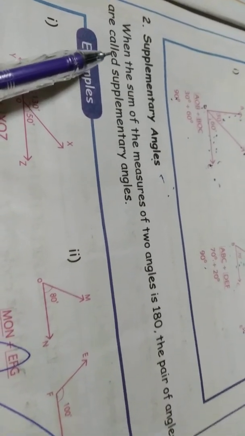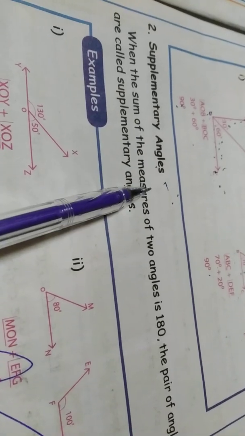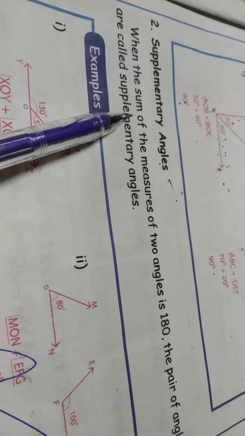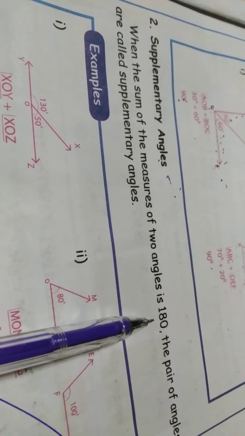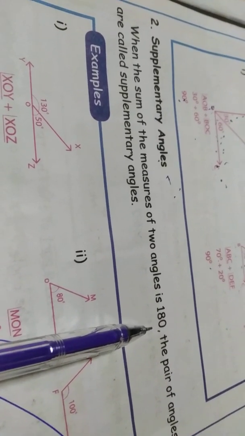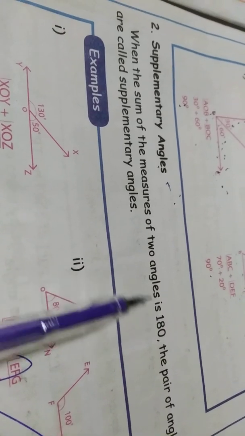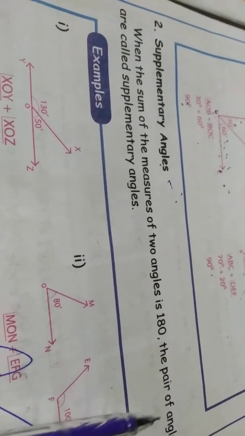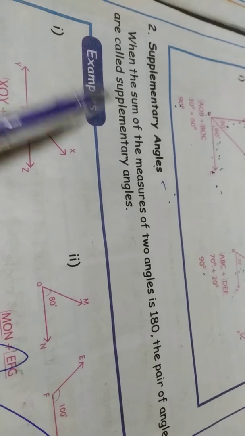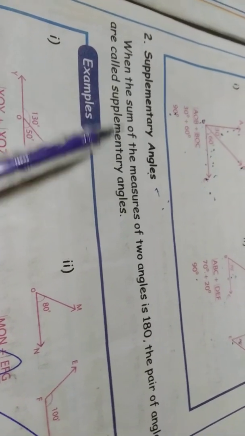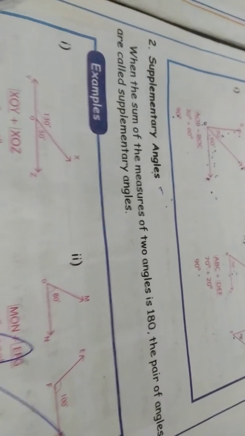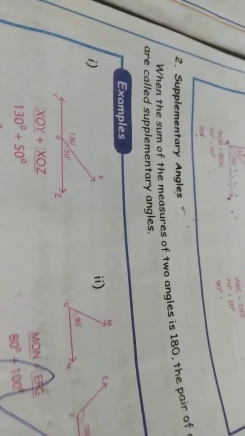Say once again the explanation for supplementary angles. When the sum of the measures of two angles is 180 degrees, the pair of angles is called supplementary angles. Now see the example for supplementary angles.